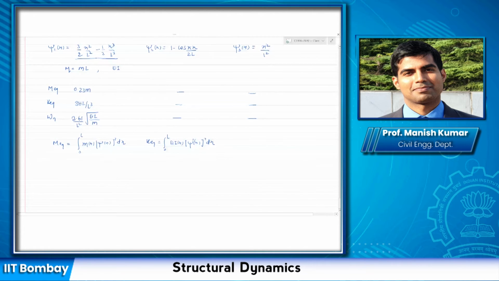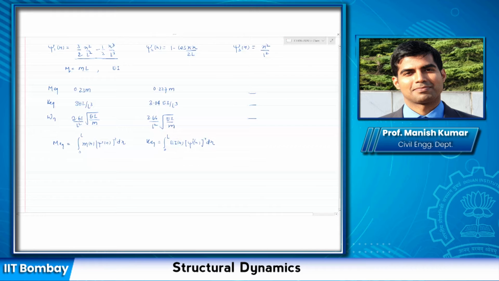Now same thing for this second one. I'm getting M equivalent as 0.227 M. K equivalent I'm getting as 3.04 times EI by L cube, and omega n, if I substitute this, I'm getting as 3.66 divided by L square times the square root of EI by m. How about for the third case, which is easiest in terms of integration?